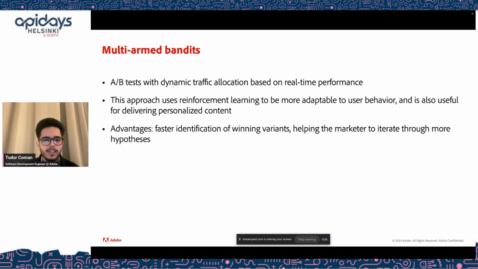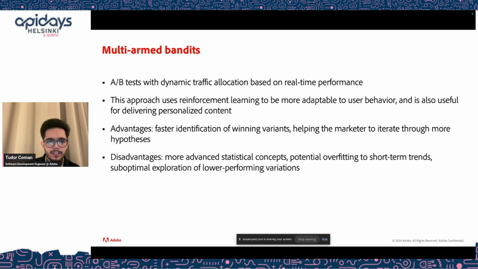Advantages are that you can identify much faster what the winning variants are, and you're helping the marketer, or whoever is running such a test or experiment, to iterate through more hypotheses. But the disadvantages are that, of course, introducing this will lead to more advanced statistical concepts. And a problem we discovered was a potential overfitting to short-term trends. This can be mitigated, however, by how you calculate your metrics and how you manage the bandit policy.